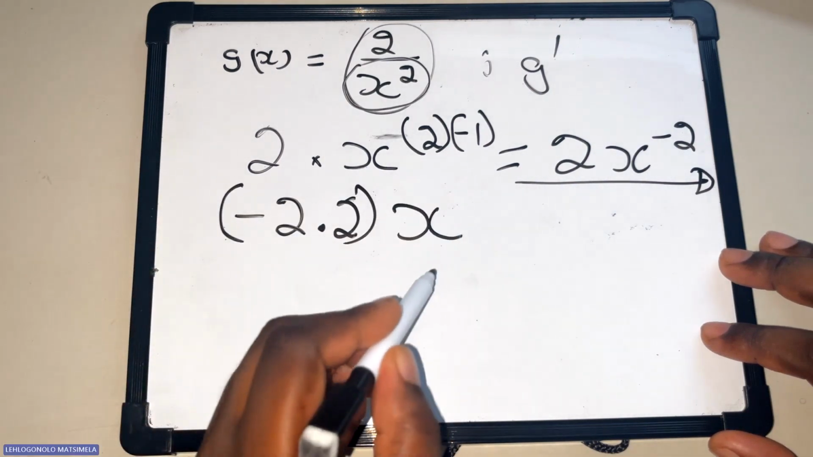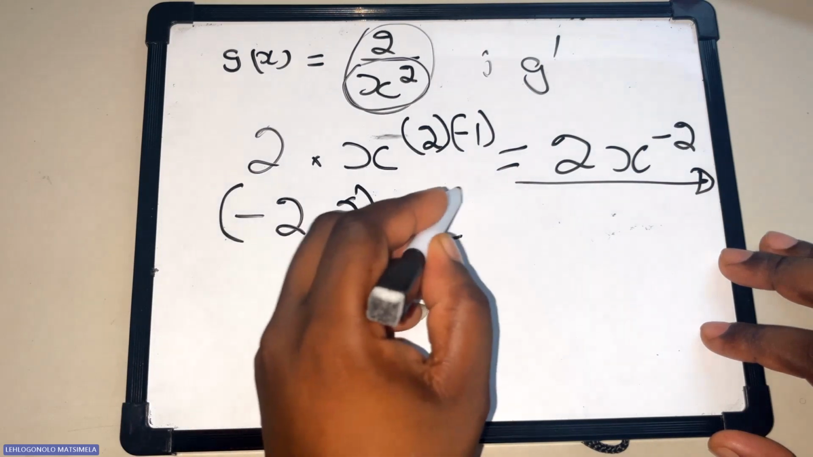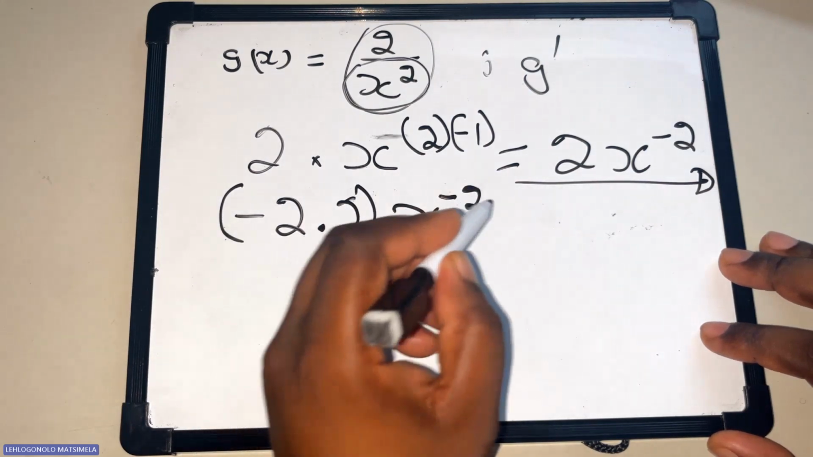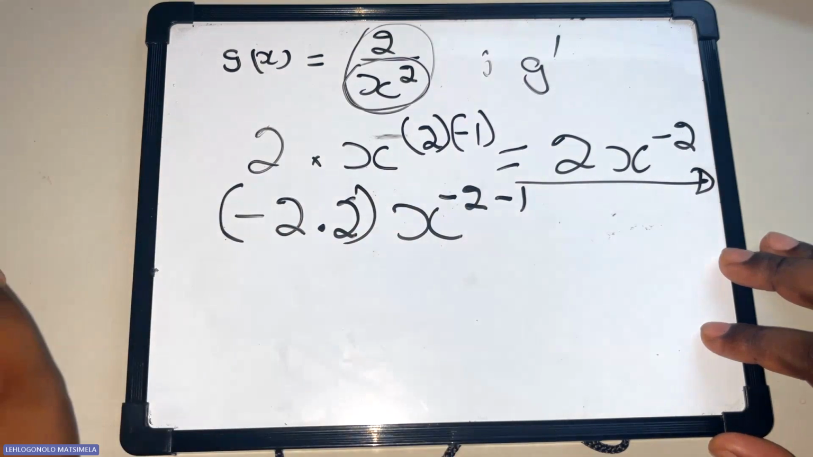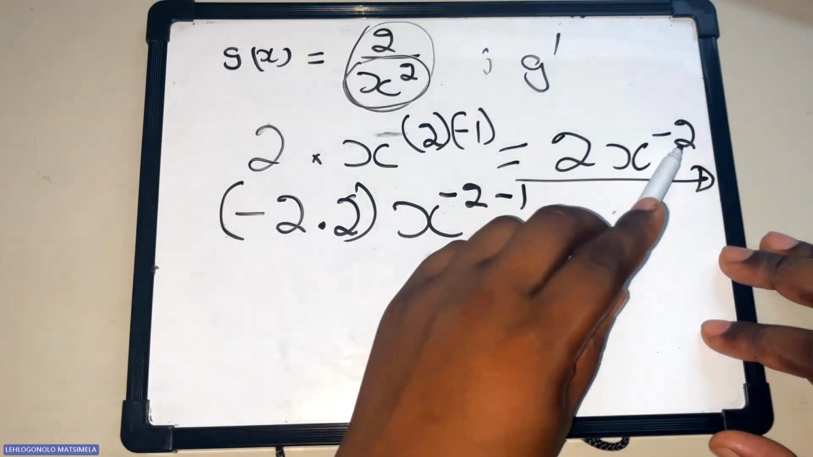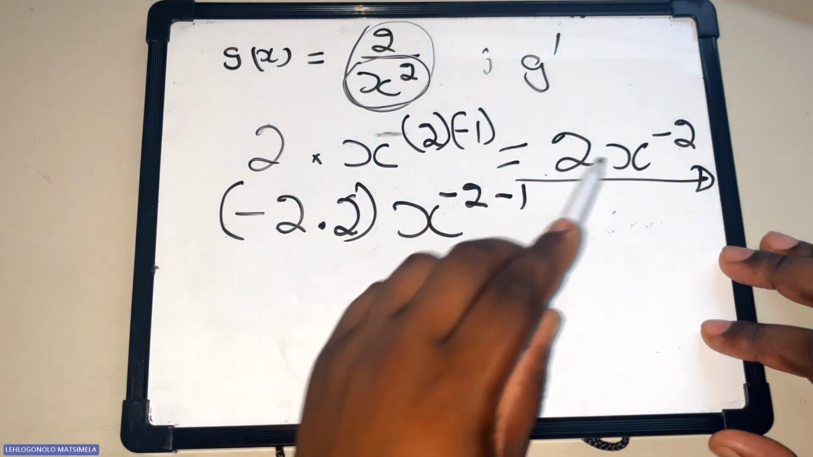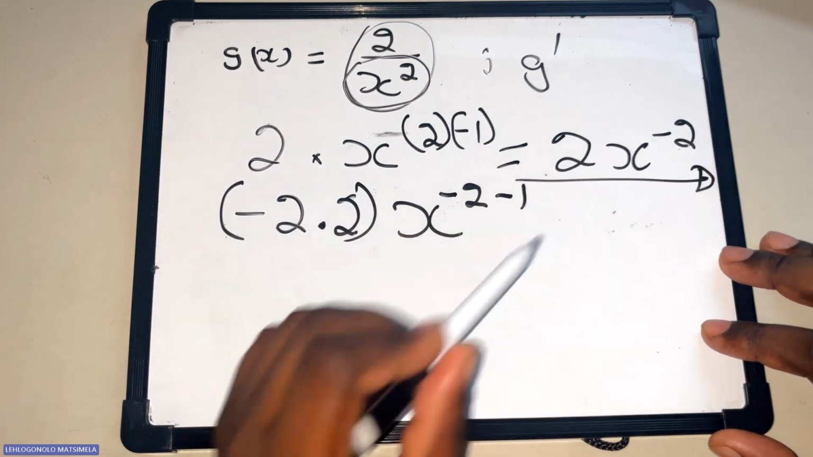Then x as it is, I rewrite it, and then the exponent as it is, I rewrite it, and then I minus it by 1. So the same exponent has to multiply the coefficient, and also it has to be minused by 1 up there.